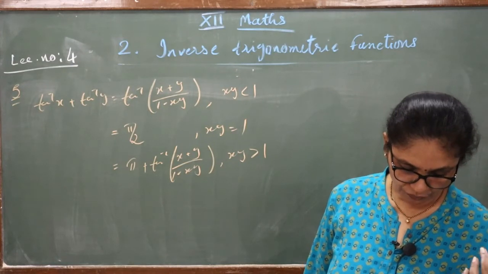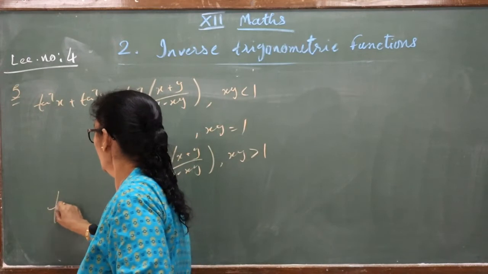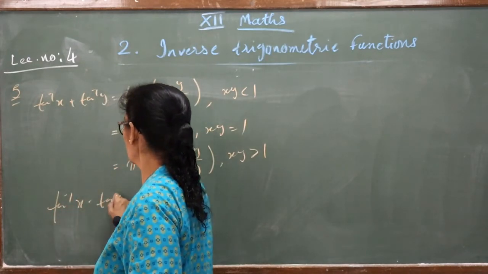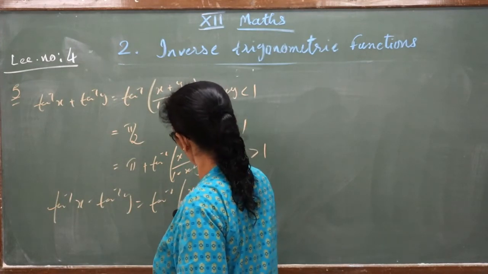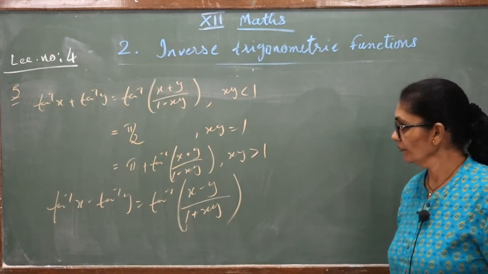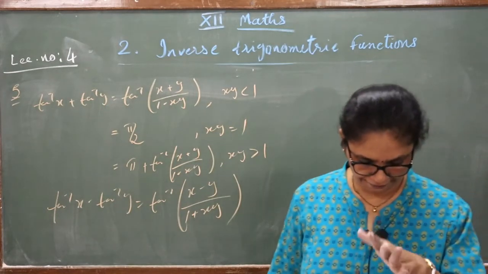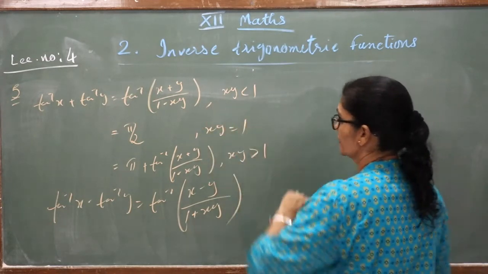In a similar way, one more thing you have to remember for subtraction. Tan inverse x minus tan inverse y equals tan inverse of x minus y upon 1 plus xy. So this is our fifth property. Now its proof is very simple. We will prove the first one.